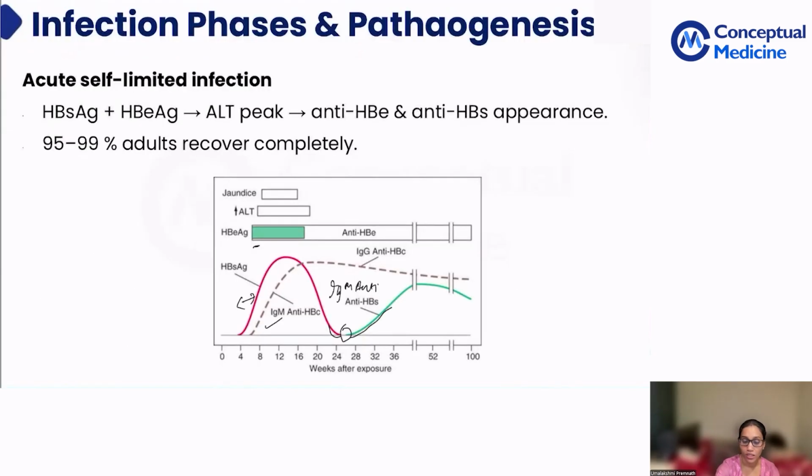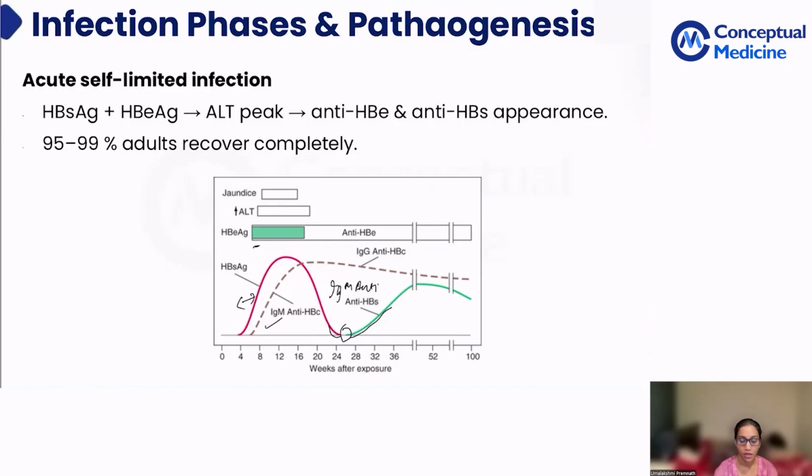Then the infection phases. Acute self-limiting infection is when the patient is having an acute infection, and these are all the markers you look for: HBsAg, HBeAg, HBV DNA, ALT, SGOT, PT.